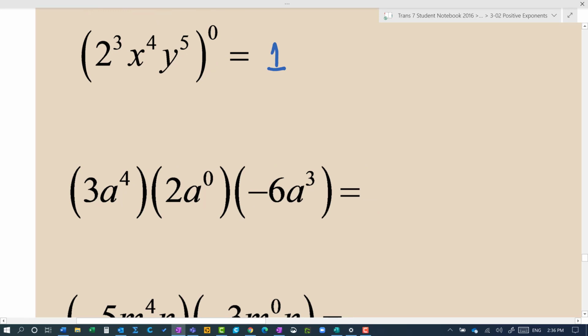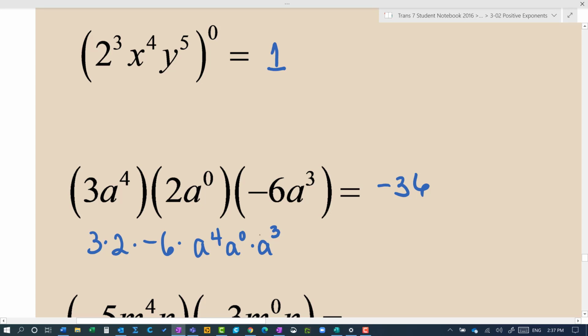So what you're going to want to do here is multiply all the constants together first, and then multiply all of the same variables together. So we're going to multiply 3 times 2 times negative 6. So go ahead and try that. And so the negatives will always be a coefficient. It will go with a number, not with a variable. The variables are all positive.